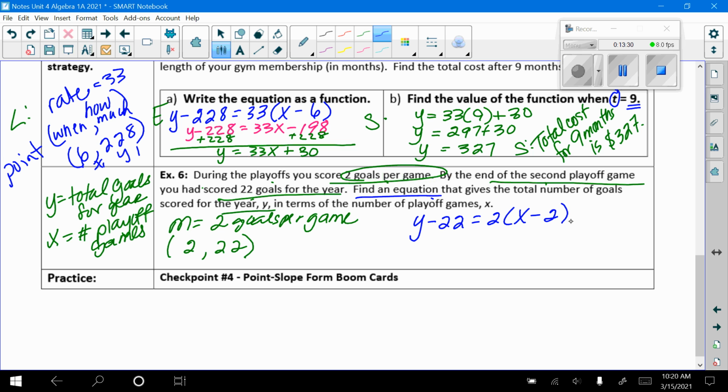And I'm done. Now, the part that will get you guys later on is that we're going to want to rearrange this to slope-intercept form so we can actually tell some extra information about it. But right now, we're just going to practice putting things into point-slope form with checkpoint 4.